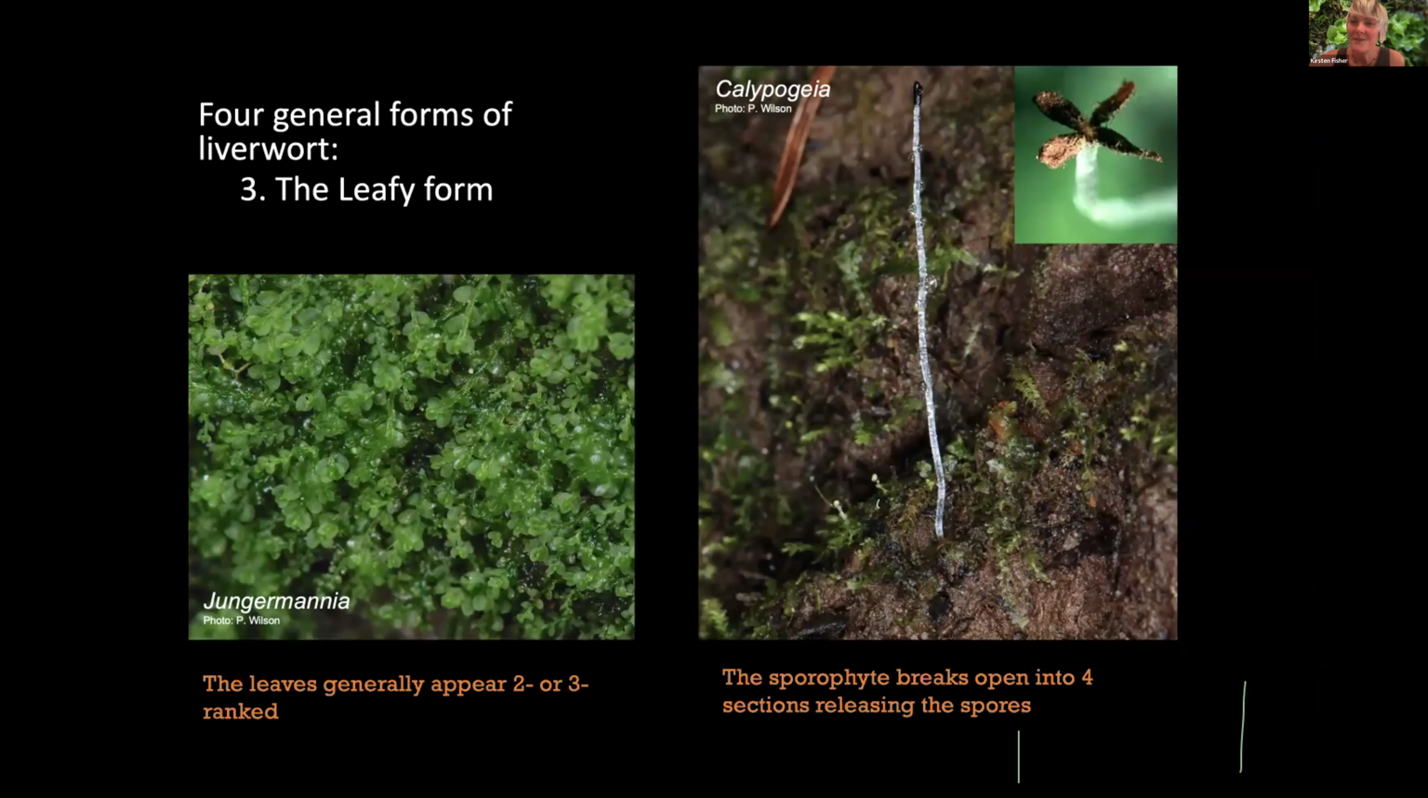Leafy liverworts are another form. Leafies are probably the most diverse group, again mostly in the tropics, but we do have leafy liverworts here in California as well. And they have these two-ranked leaves along little stems. So these are easier to confuse with mosses if you're not careful, because they kind of look mossy. They kind of converge with mosses in terms of their growth form.